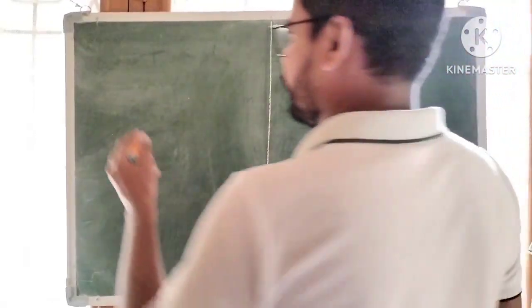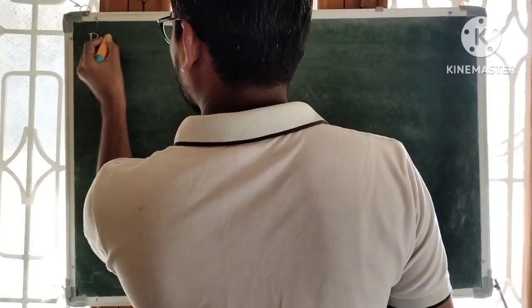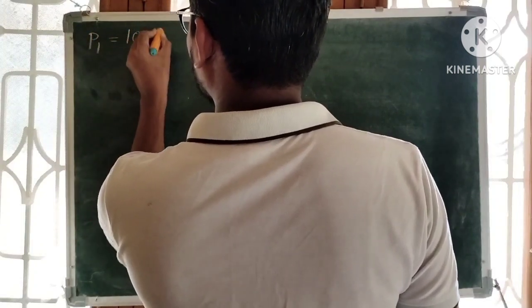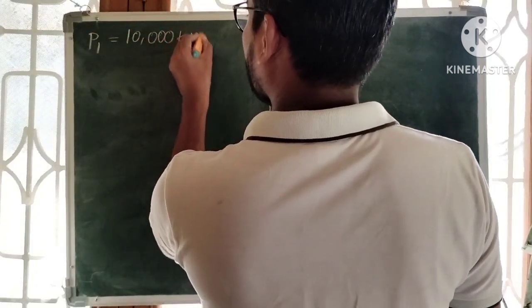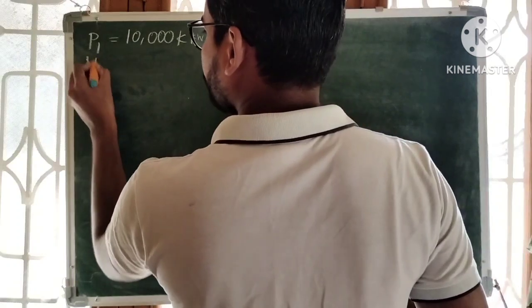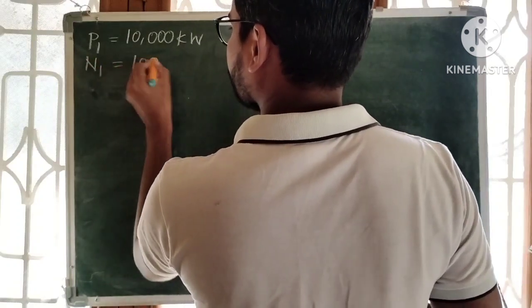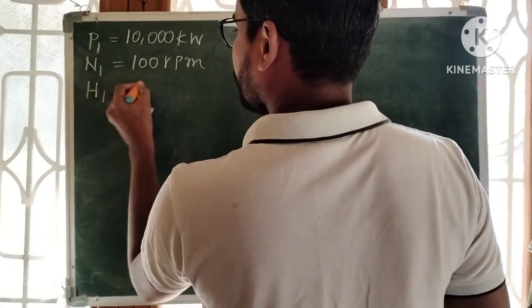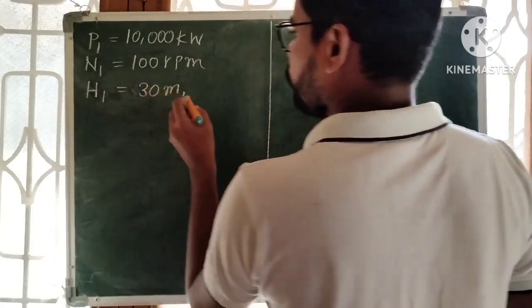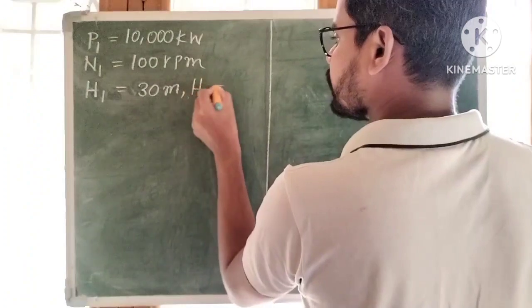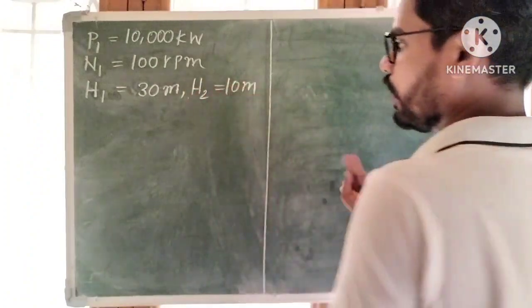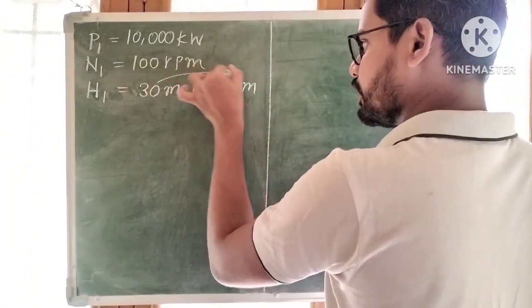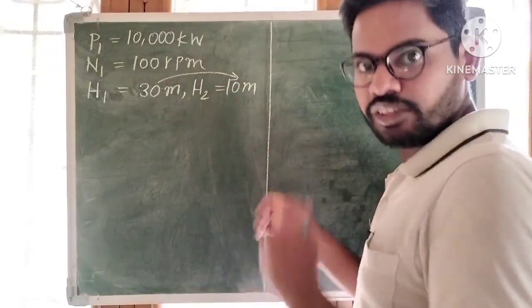Power developed by the turbine, initial power P1, is given as 10,000 kilowatts. The initial speed is also given, 100 rpm. The initial head H1 is equal to 30 meters. And what about the final head? The reduced head, the new head, is 10 meters. The head has reduced from 30 meters to 10 meters, the height of the water level.